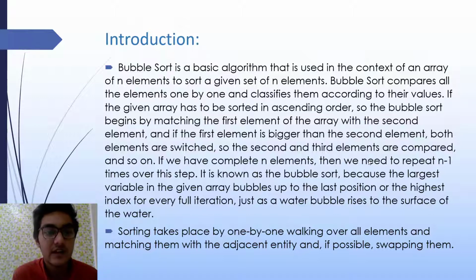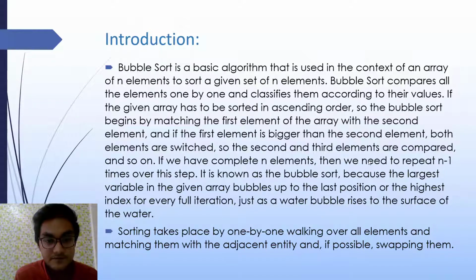So what is the bubble sort algorithm? Bubble sort is a basic algorithm used on an array of n elements to sort a given set of n elements. Bubble sort compares all the elements one by one and classifies them according to their values. If the given array has to be sorted in ascending order, bubble sort begins by matching the first element of the array with the second element.